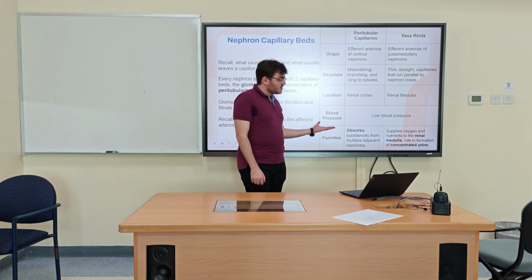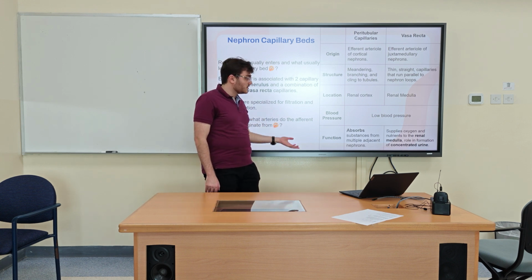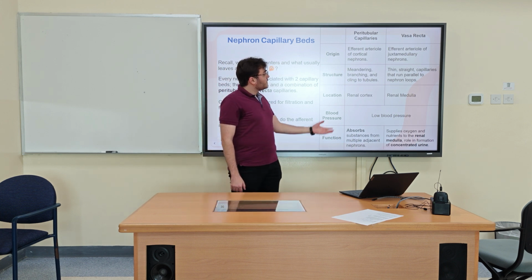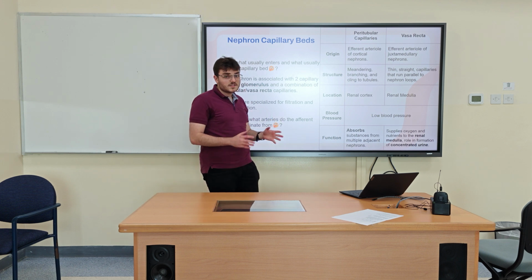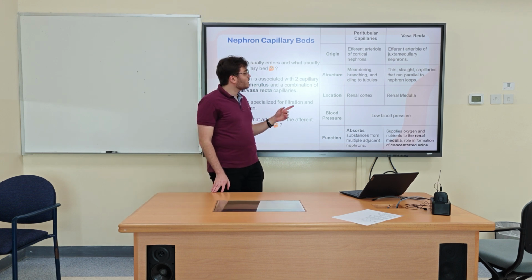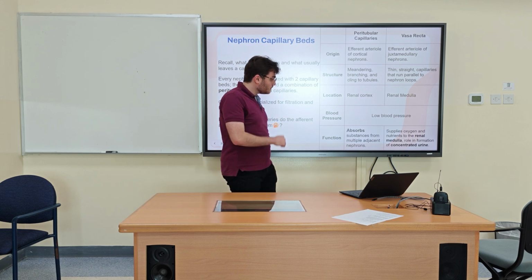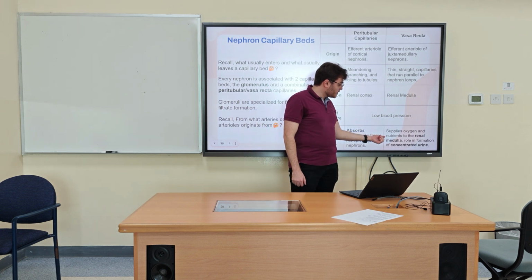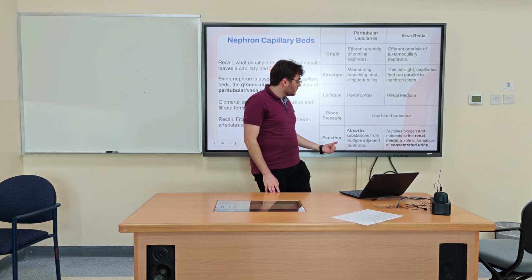And finally, for the blood pressure, they both have relatively low blood pressure compared to the original afferent arterioles. For the functions, the peritubular capillaries absorb substances from multiple adjacent nephrons. So one peritubular capillary could be absorbing from many nephrons together. And the vasa recta supply oxygen and nutrients to the renal medulla. They also play a major role in the formation of concentrated urine.